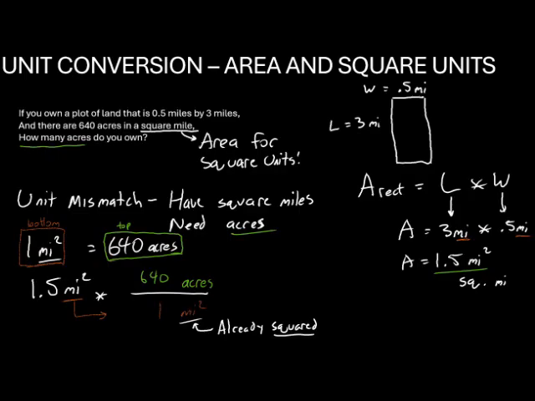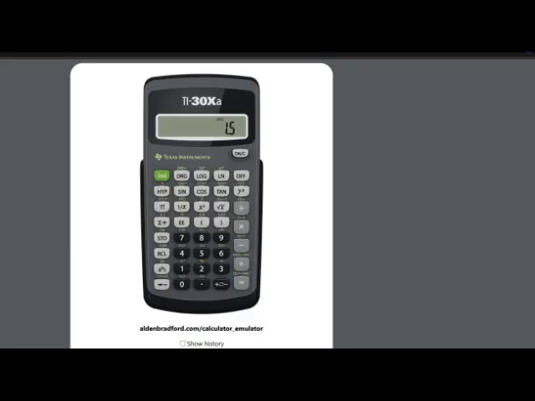Now that we have our numbers arranged, we'll take 1.5, multiply by 640, and then divide by 1. Dividing by 1 will not change our answer, so it's okay to leave that part out. Now let's go to the calculator. The 1.5 is already stored. We'll multiply now by 640. When we press enter, we get 960.